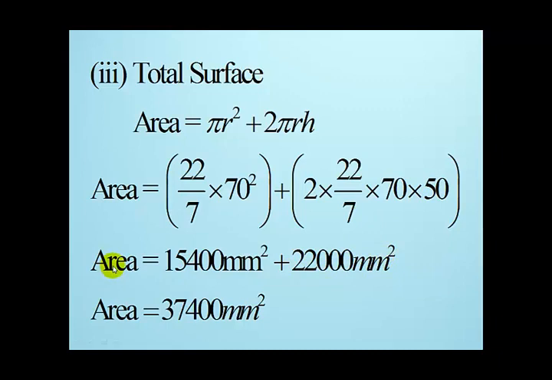Now the total surface area will be equal to 15,400 millimeters squared plus 22,000 millimeters squared, and this is equal to 37,400 millimeters squared. That is the total surface area of the cylinder open at one end is equal to 37,400 millimeters squared.